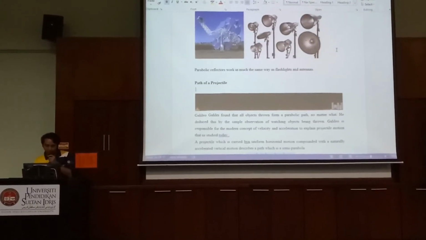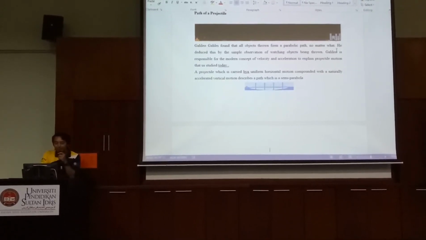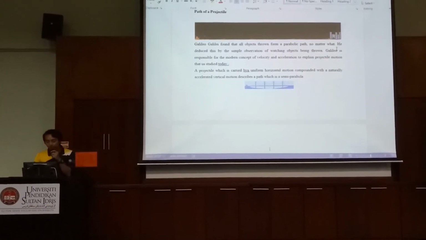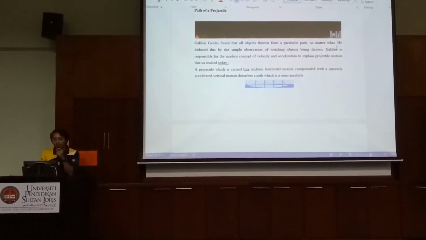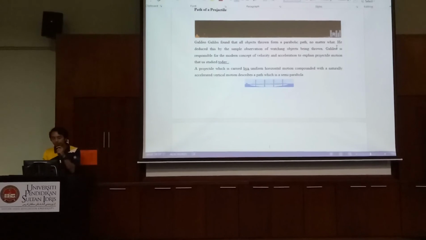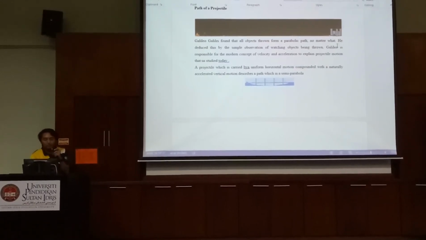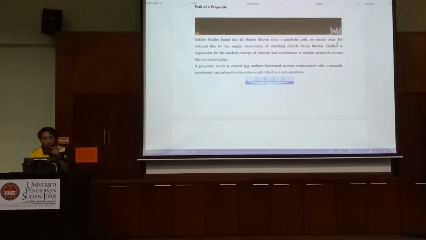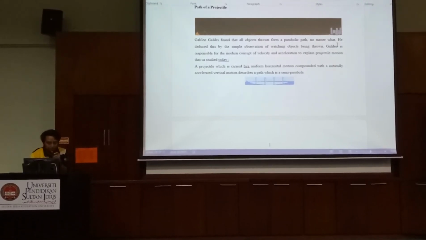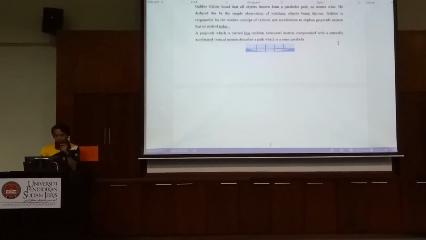The last one is projectile. Galileo Galilei found that all objects thrown follow a parabolic path, no matter what. He deduced this by the simple observation of watching objects being thrown. Galileo is responsible for the modern concept of velocity and acceleration to explain projectile motion that we study today. A projectile which is carried by uniform horizontal motion compounded with a naturally accelerated vertical motion describes a path which is semi-parabola.